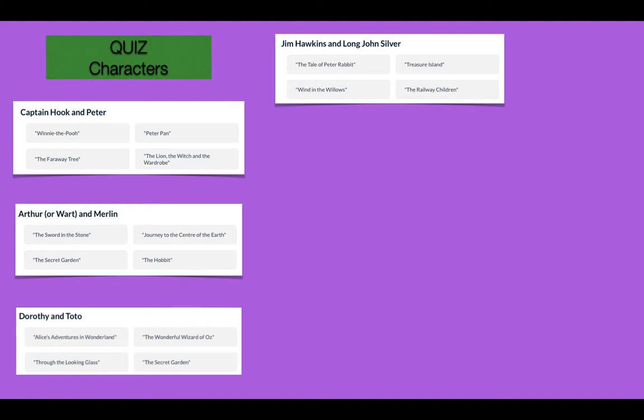Jim Hawkins and Long John Silver are characters from which book? And film as well, because films have been made with these characters in also. Right, so number 1, The Tale of Peter Rabbit, number 2, Treasure Island, number 3, Wind in the Willows, and number 4, The Railway Children.